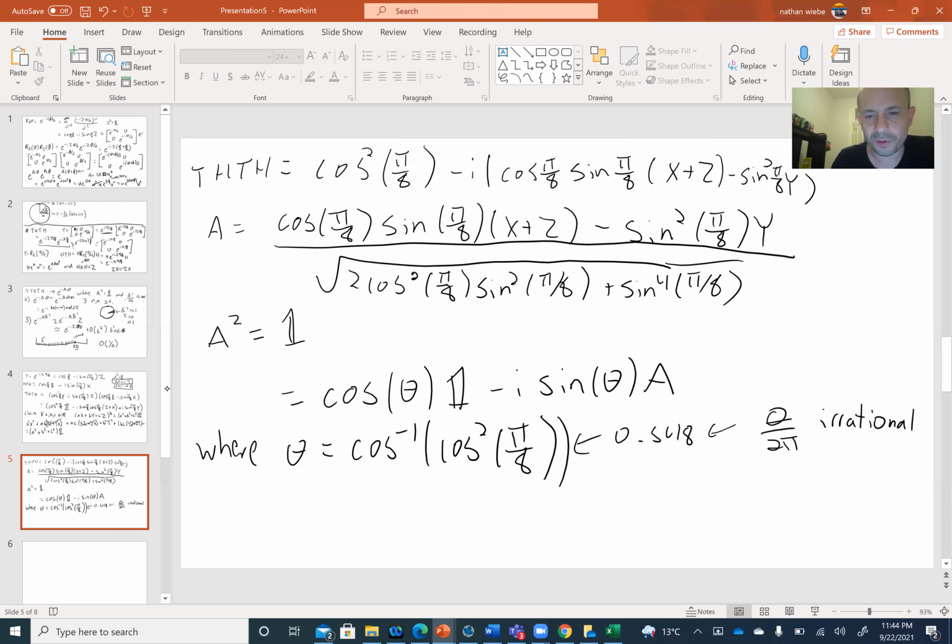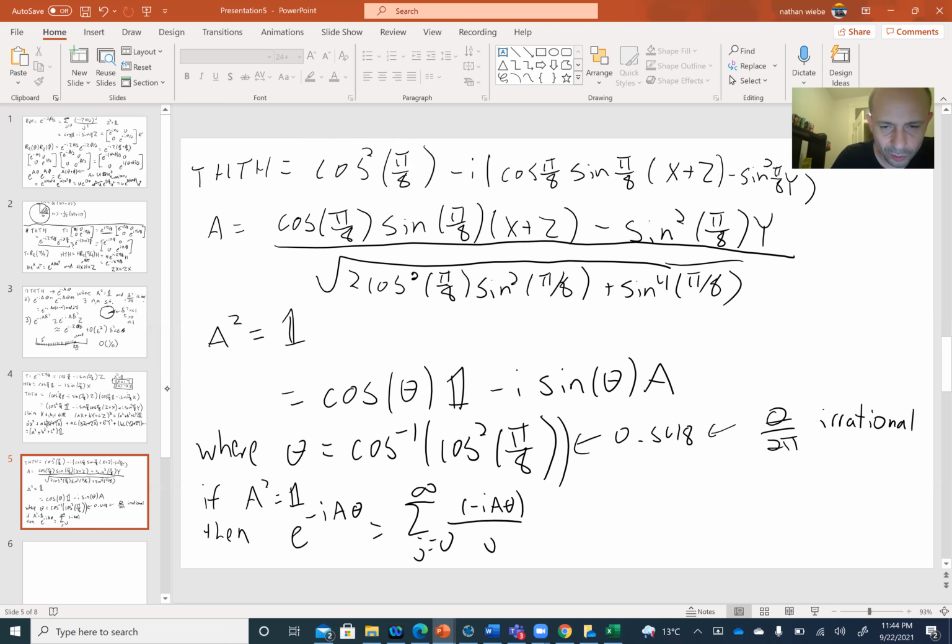Now we have this particular operation, A squared is equal to identity. So if you recall our proof that if A squared is equal to identity, then from a Taylor series expansion that we've done like to death, e to the minus i A theta is equal to the sum from j equals 0 to infinity of (negative i A theta) to the j, over j factorial.